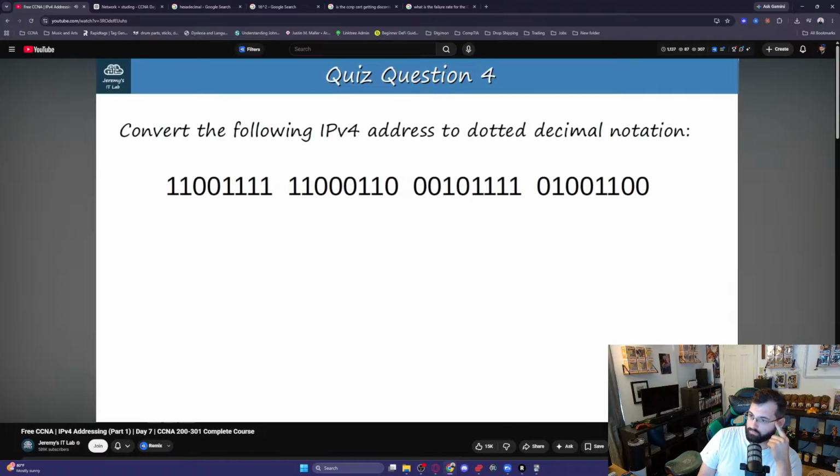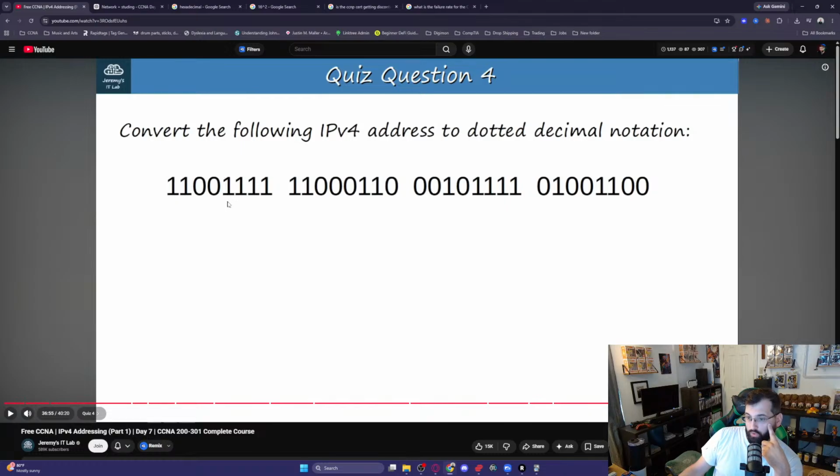Question 4. Convert the following IPv4 address to dotted decimal notation. Pause the video to solve the question, and unpause to check your answer. Okay, we're gonna try to do it in our heads again. I know that hasn't really worked out in the past, but I have a feeling it's gonna go different this time. So 1, 2 is 3. So these first 4 are always going to be 1, 3, 7. It's always gonna be 15, because 1, 2, 4, 8, 16.